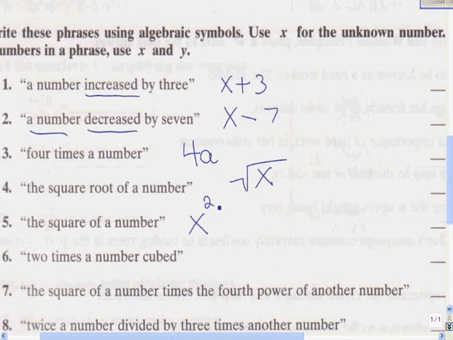Okay? 2 times a number cubed. So it says 2 times a number. I don't know the number, so I'm going to call it x. Cubed is just another way of saying to the third power. Squared is another way of saying to the second power. So if I say x squared, I'm saying x to the second power. If I say x cubed, I'm saying x to the third power. Got it? Okay.